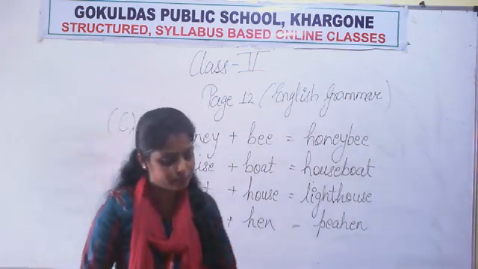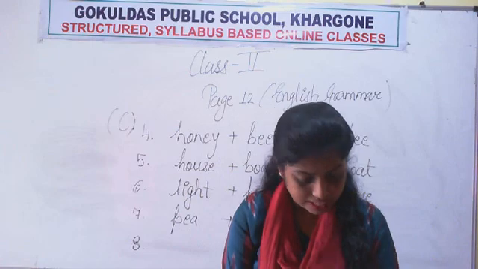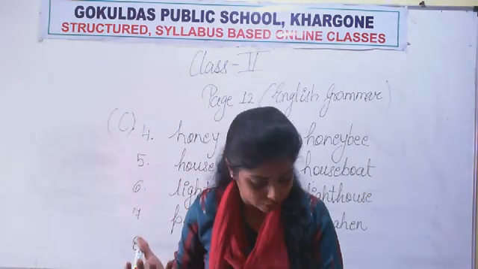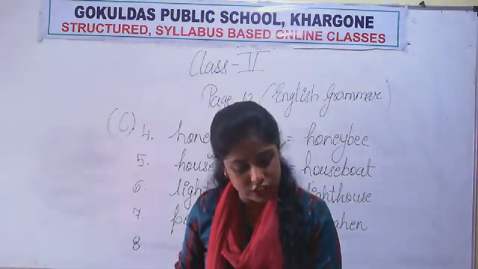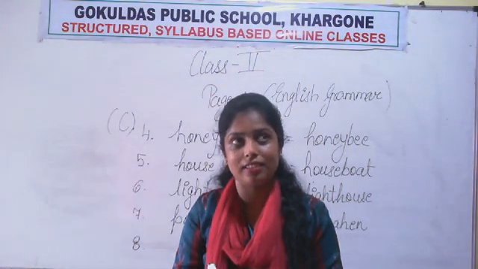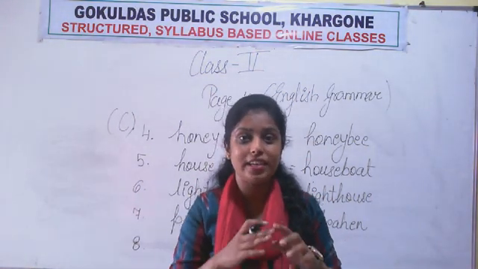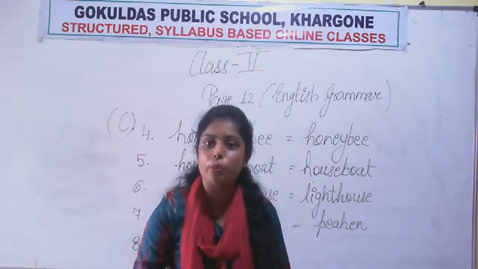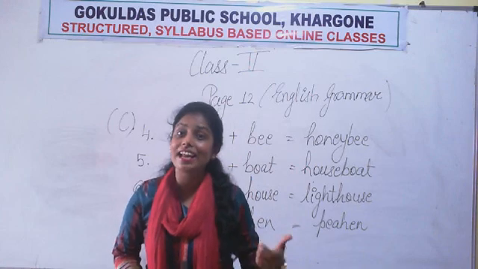Okay. Then number 8. What is this? Cloud. And what is happening there? Rain is there. And the second picture is of a bow, a tir ya kaman. It's a bow. So what will our word be? Our word will be rainbow.